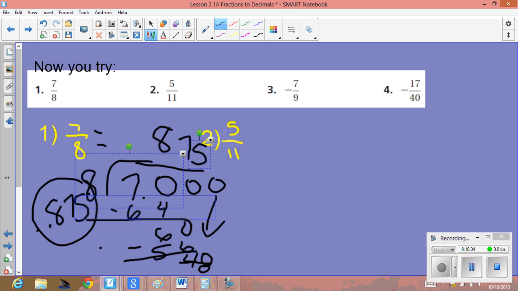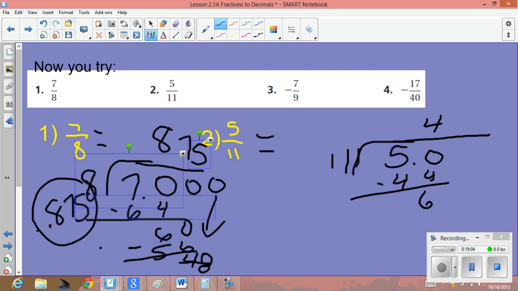For number 2, we're going to take 5 and divide that by 11. How many times could 11 go into 5? Hopefully you're saying none, so we add a decimal and a 0. 11 goes into 50 a total of 4 times. 4 times 11 is 44. We have a total of 6 left over.